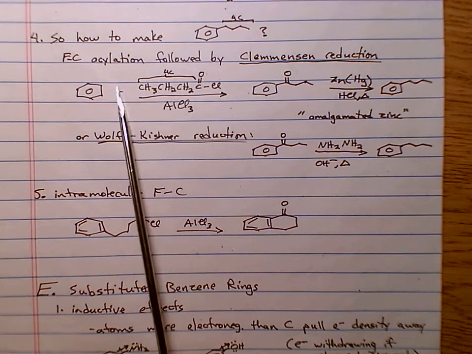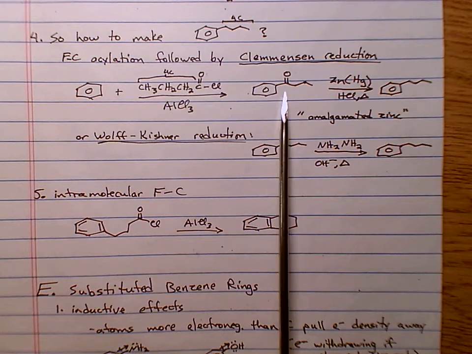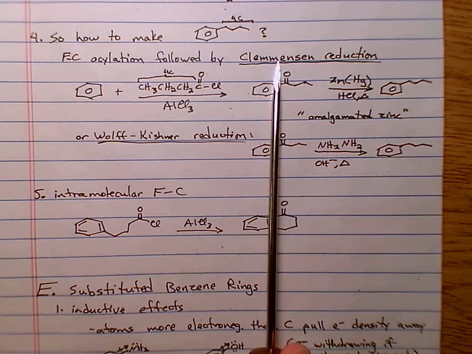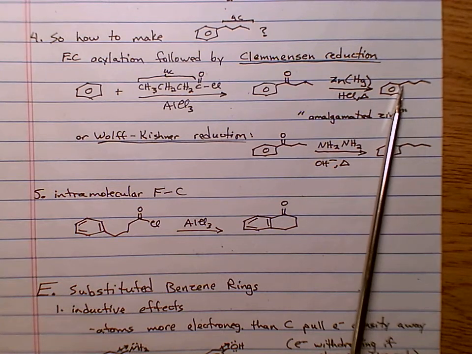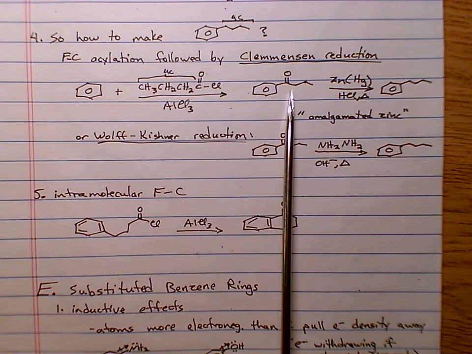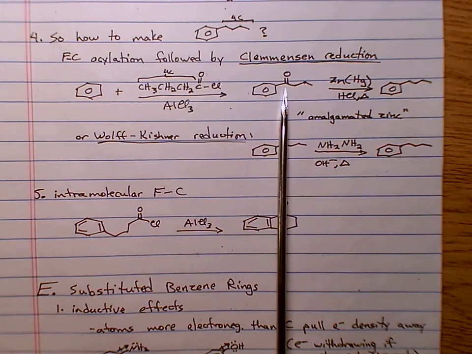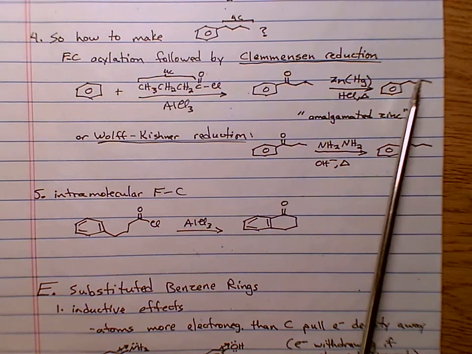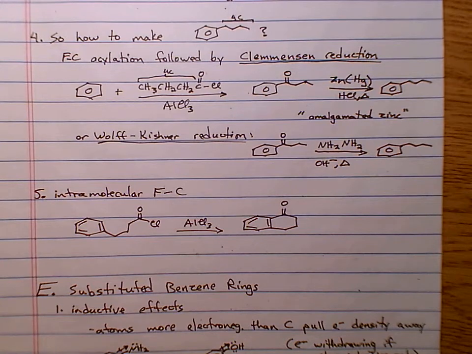Benzene ring, acylate it to make an acyl benzene, reduce the acyl benzene with a Clemmensen reduction to the CH2, and now you have it. And because this didn't go through any carbocations here that could rearrange, you can put the long chain on the acyl group and then just reduce it to that long carbon-carbon normal alkane chain.